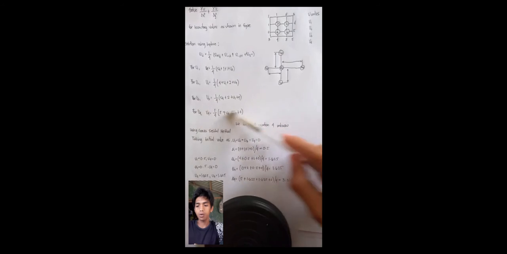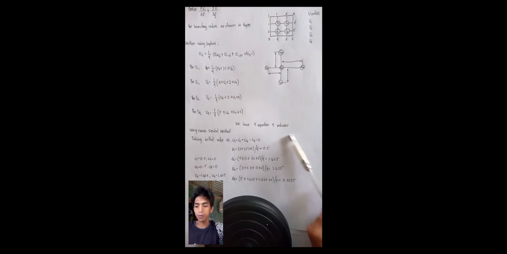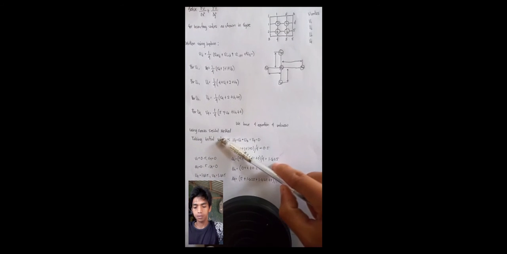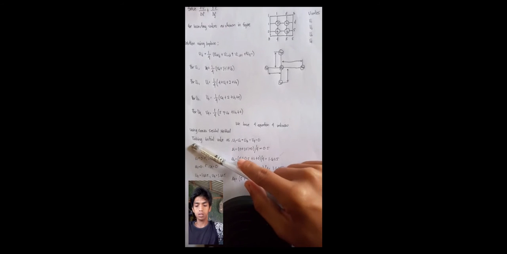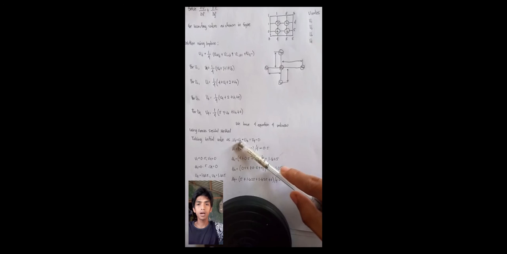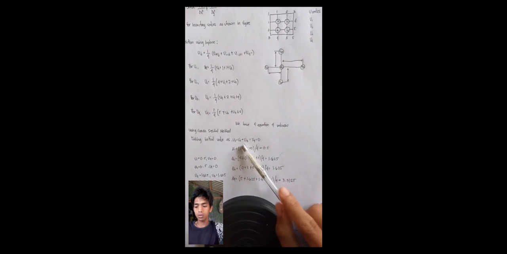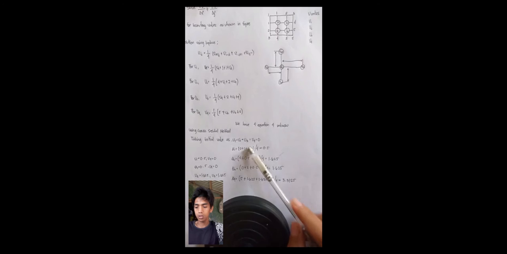We have 4 equations, 4 unknowns. Using Gauss-Seidel method, first we need to take the initial value as u1 equals u2 equals u3 equals u4 equals 0. u1 is equals to 0 plus 1 plus 1 plus 0, because u4 is 0, and u2 over 4 is equals to 0.5.